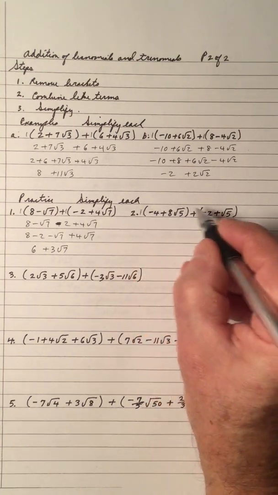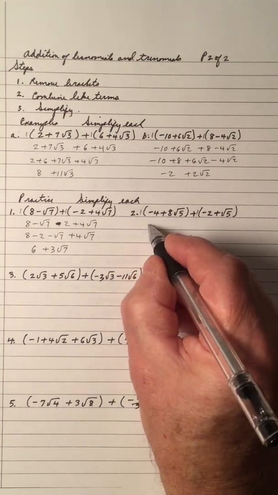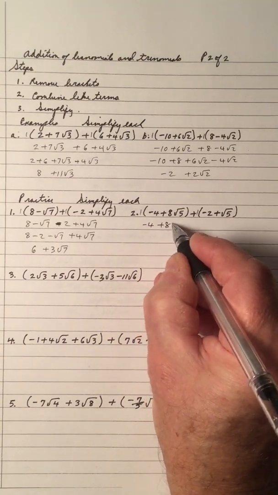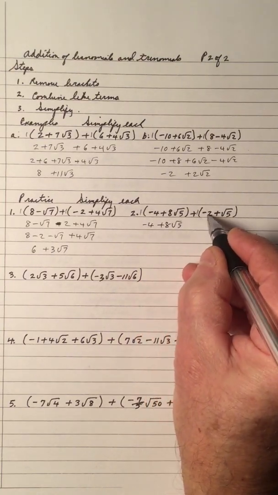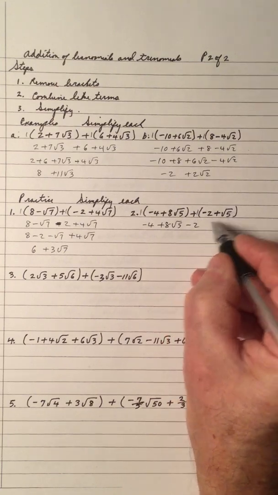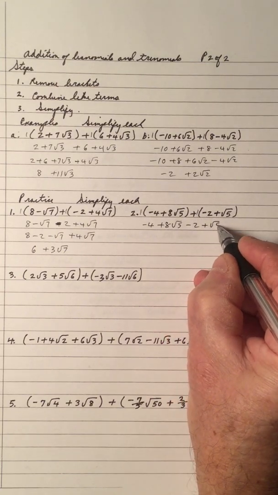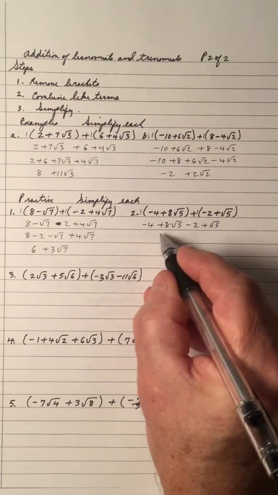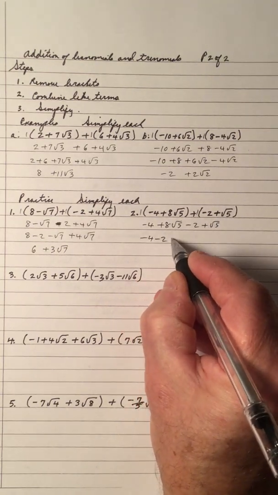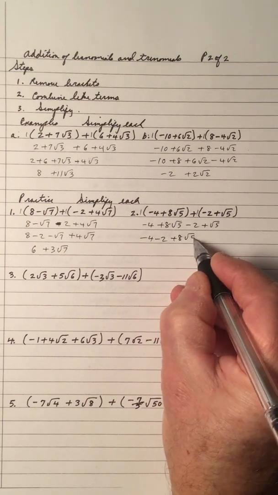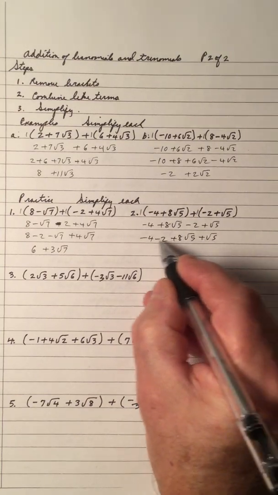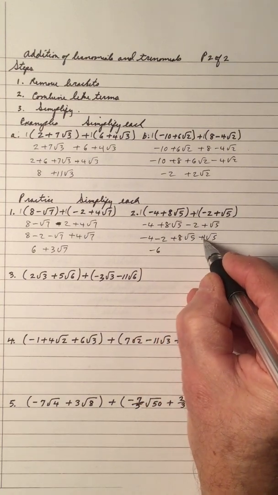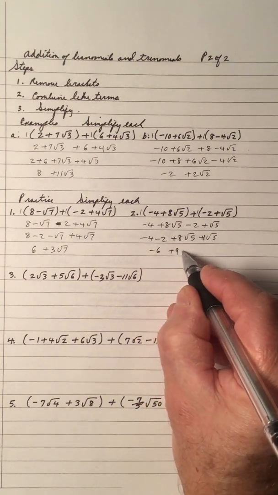And again, if you make that a 1 and a 1, 1 times negative 4, 1 times 8 root 5, and 1 times negative 2, 1 times root 5. Notice when you remove the brackets, you're not changing the signs in here. You're keeping them the same. And we group them together. There they are. That's negative 4, negative 2 is negative 6, 8, and that's understood to be a 1, so that's a 9 root 5.